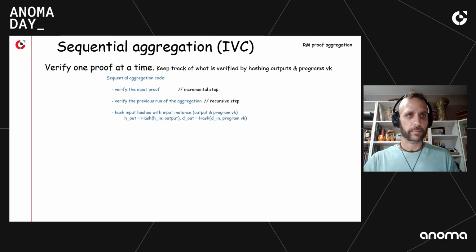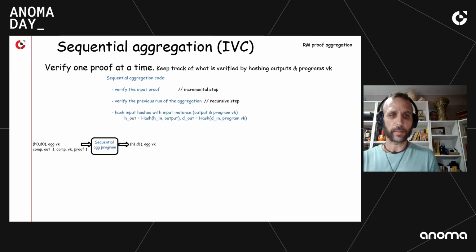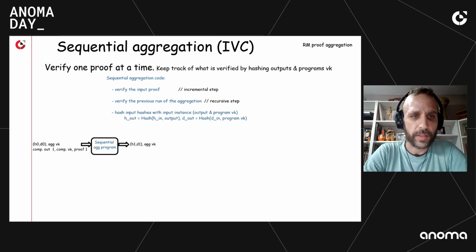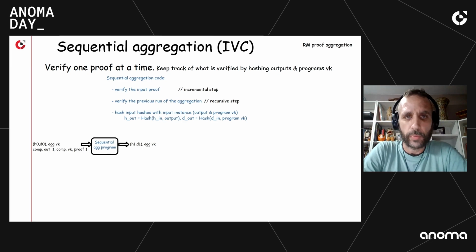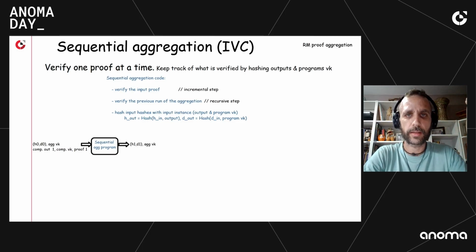So maybe this is a little bit confusing. I'm going to illustrate it step by step. So the idea would be, first, we start doing the initial execution of the sequential aggregation program. So we would verify that the compliance proof is valid. So have in mind that in our example, we had three proofs in the transaction: one compliance proof and two logic proofs.